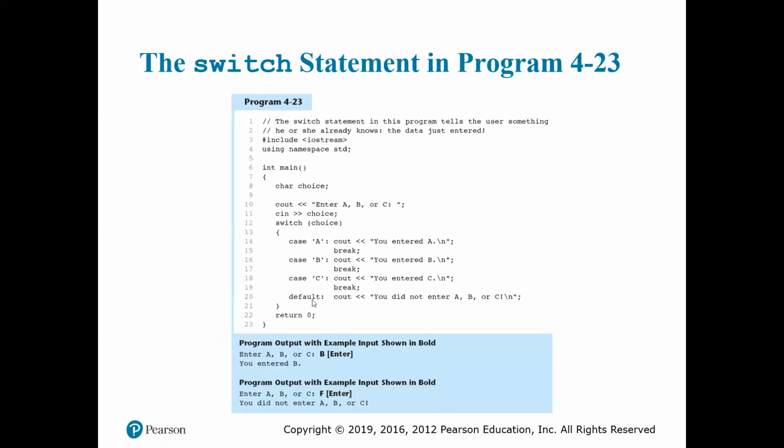Okay, so here's what it looks like. Enter choice A, B, or C. It takes in the choice, and the switch is based on the choice. It has to be the same variable you're working with. So based on the choice, if they entered A, it'll match and say you entered A. If they entered B, it'll say you entered B, and likewise for C. And if it's not A, B, or C, it'll go to the default and say you did not enter A, B, or C. So in this one, if you enter B, it'll say you entered B. And in this one, if you enter F, it'll say you did not enter A, B, or C.